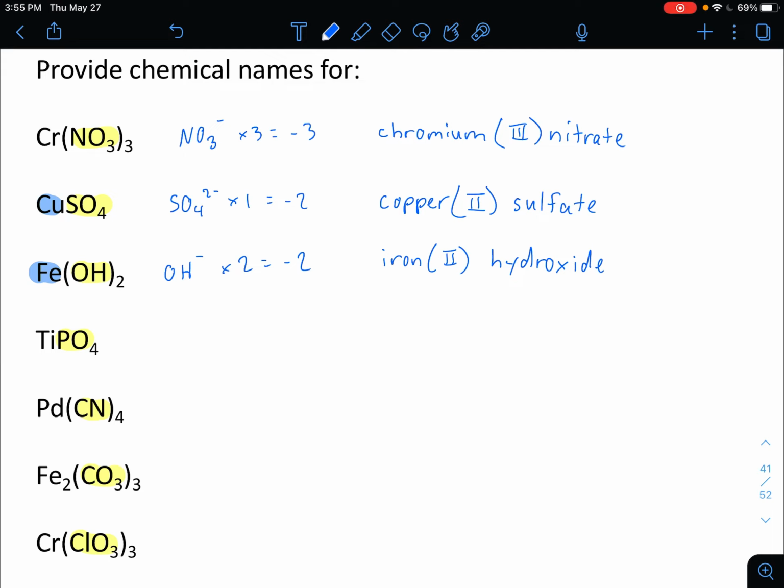All right, let's see. Next one, we've got PO4. That's phosphate. It has a -3 charge. There's only 1 of them, so it's just -3 overall. So now my titanium just needs to cover that, so it has to be +3. So this is titanium 3 phosphate.